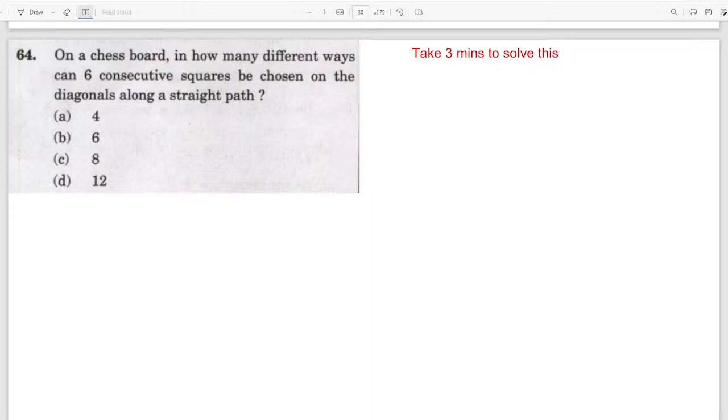Please post your answers. So 3 people have got option B. 1 has got option D. Others, Dipti, Priyanka, sorry, Priya, Lohit. If you have solved, please post your answers.